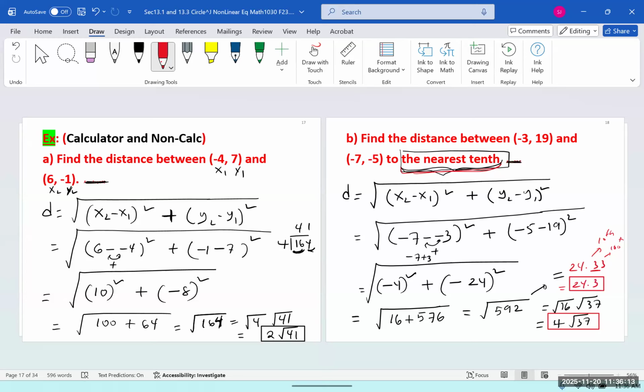So sometimes it comes in the calculator part. Sometimes it comes in the non-calculator part. For non-calculator, you have to reduce if it's reducible. For calculator, just use the calculator and find out the decimal. Of course.